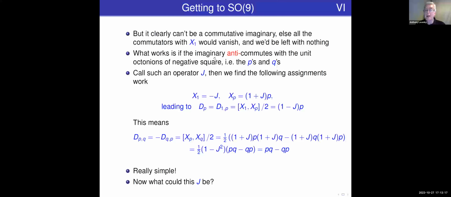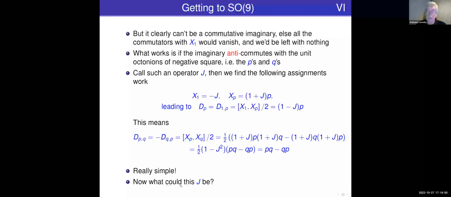So what works is if the imaginary, whatever it is, anti-commutes with the unit octonions, with a negative square, i.e. the p's and q's. If we call such an operator j, then we find the following assignments work. x1 equals minus j. Turns out xp is 1 plus j times p. dp is then 1 minus j times p. And we form the dpq. It's quite nice because p anti-commutes through the j. We end up with this structure here, 1 minus j squared. And j squared is -1, and so a half times it's just 1. And we do indeed get an explicit pq minus qp for this dpq. It's really simple. So what could this j be?